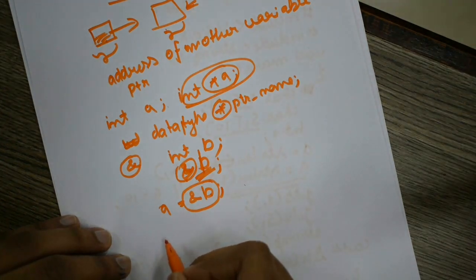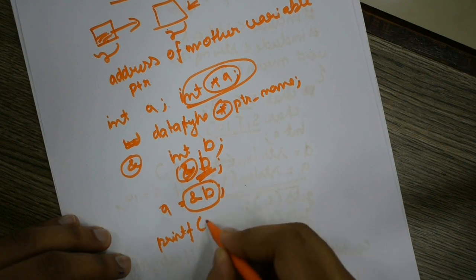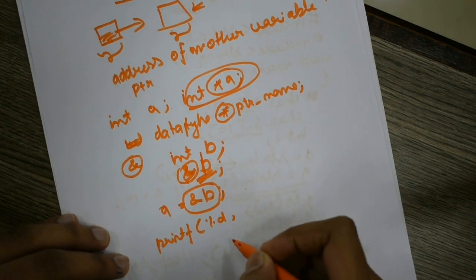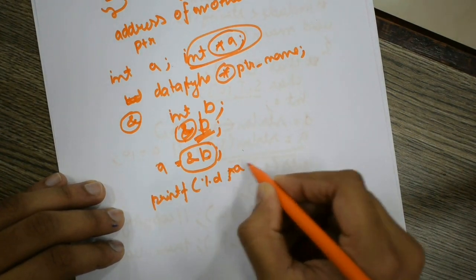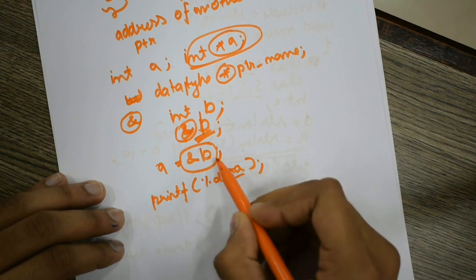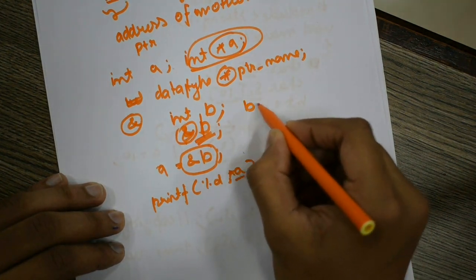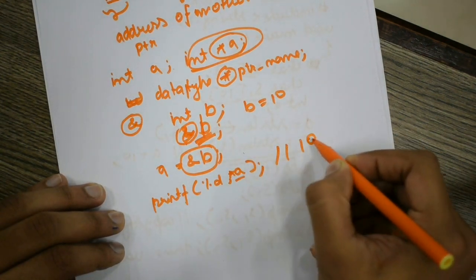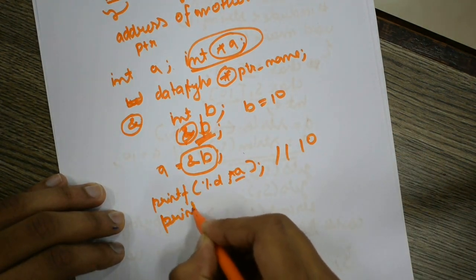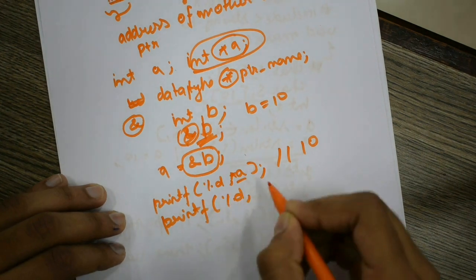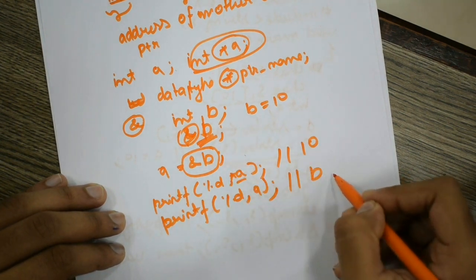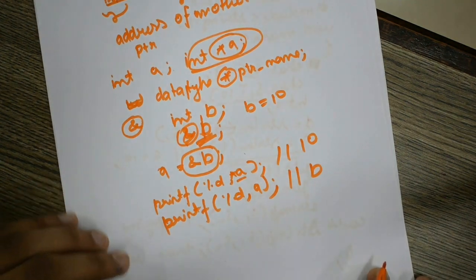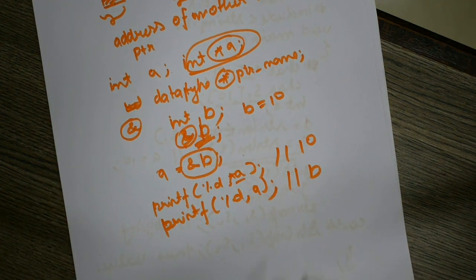Now if I want to print the value, printf %d comma star a, this will print the value which is in b. That is, say if we initialized b with 10, it will display 10. But now if I print just a, it will print the address of b which is stored in a. So this is the general use of pointers, to store the address of another variable.